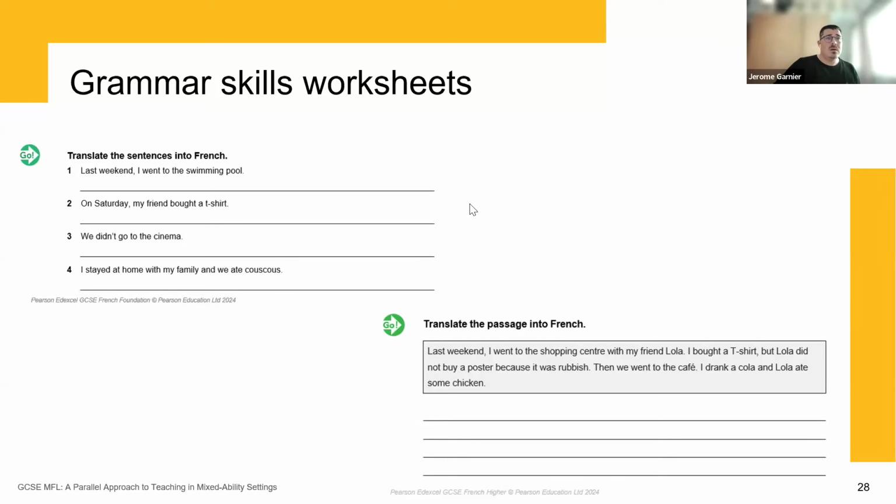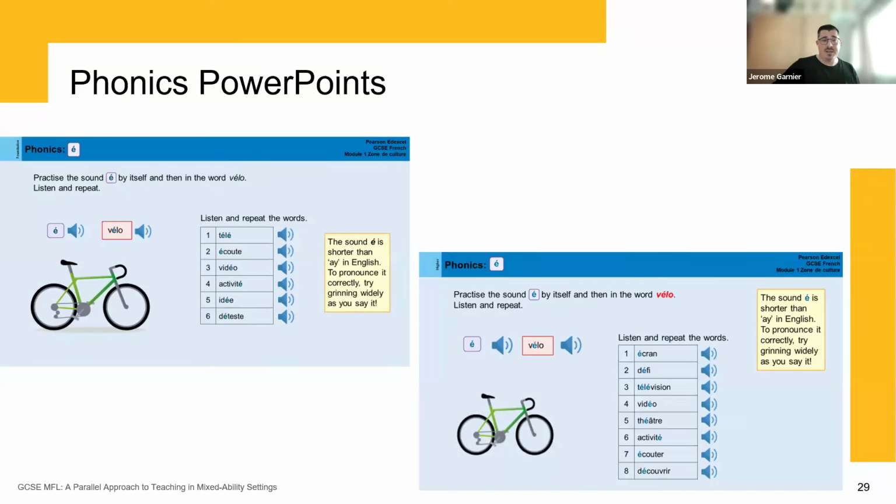We also have our phonics PowerPoints. So building on what the teachers said they liked about our Key Stage 3 resources, which was those phonics PowerPoints, we've also brought them to our new Key Stage 4 resources. As you can see, they are also a little bit different for higher and for foundation. So we've got fewer words to focus on the sound E, for example, and a little bit more on the higher side.